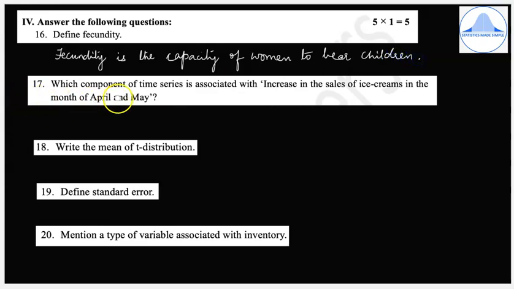Seventeenth, which component of time series is associated with increase in the sales of ice creams in the month of April and May? The answer is seasonal variations, and this is because of man-made conventions. 18th one, write the mean of the t distribution. So the mean is denoted by E of t and it is equal to 0.